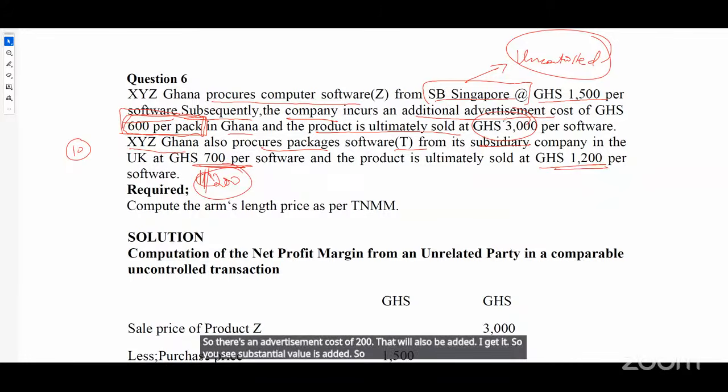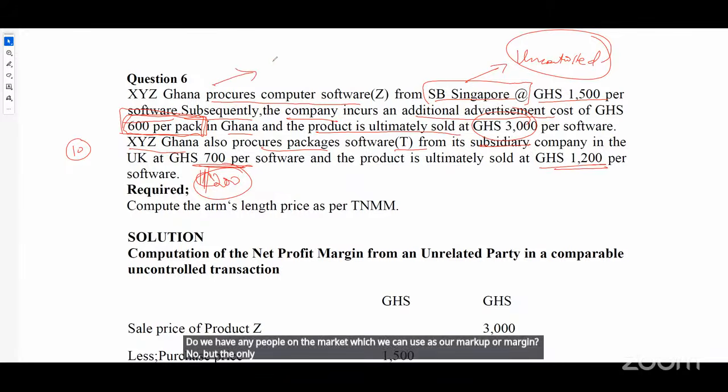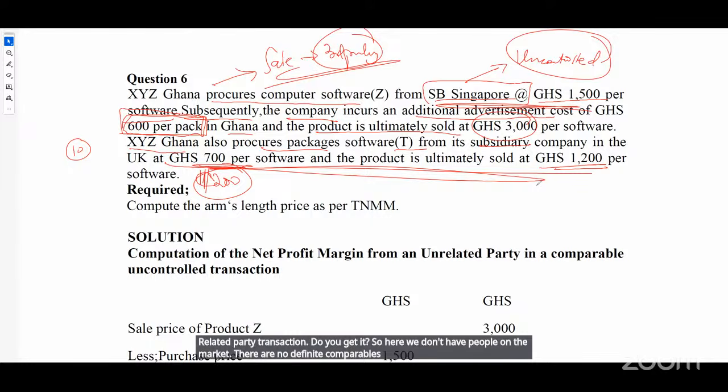So you can see that we don't have any comparable, do we? Do we have any people on the market which we can use as our markup or margin? No. But the only comparable we have is that we sold to a third party. So we can use the markup or the margin from our transaction with that independent party and use it to work out our related party transaction. So here we don't have people on the market. There are no definite comparables, but we can use internal comparables like what we have here. Does it make sense to work out our transaction?